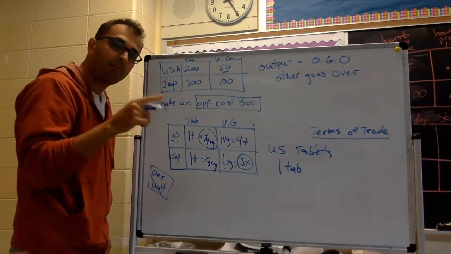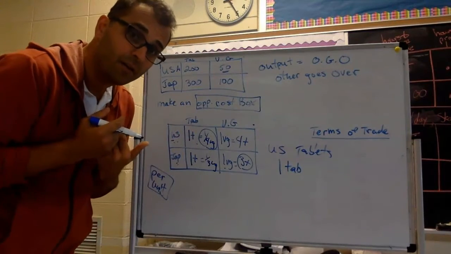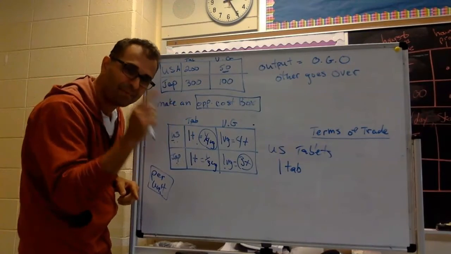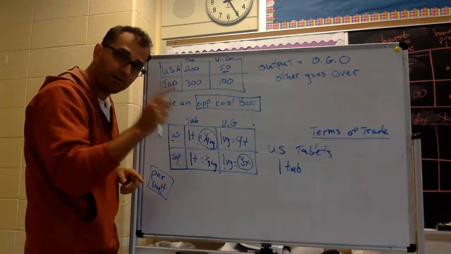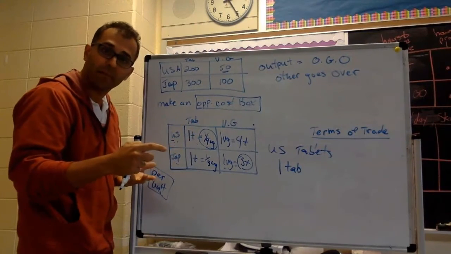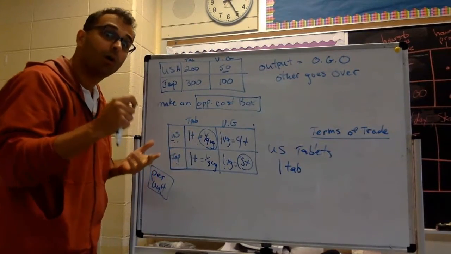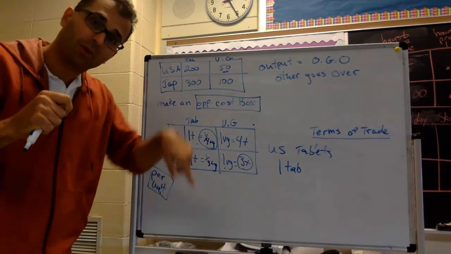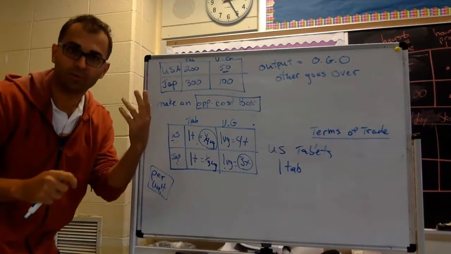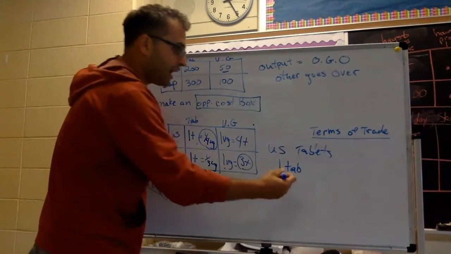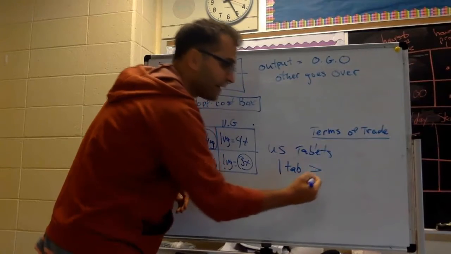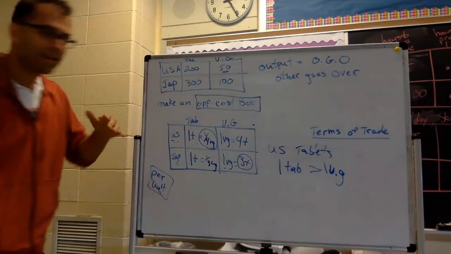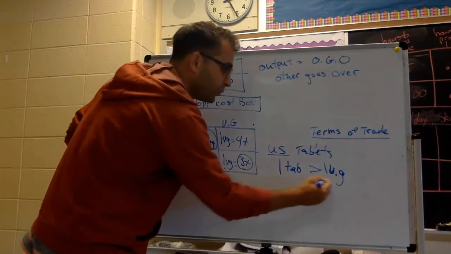You've already figured out how much the US is willing to accept for 1. So the US can make 1 tablet. In the same time, they could have made, on their own, 1/4 of a video game. Okay? So for 1 tablet, are they going to want more than 1/4 of a video game or less? Hopefully you said more, right? So the US says, I will take 1 tablet for more than, I put a greater than symbol, 1/4 video game. So I know the US has to get back more than 1/4 of a video game.